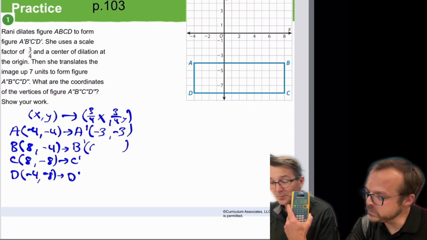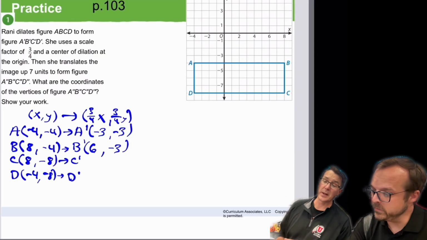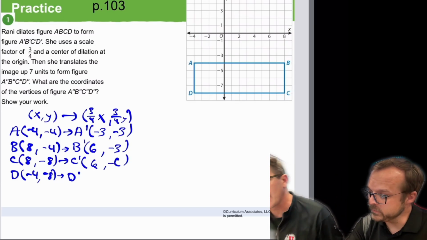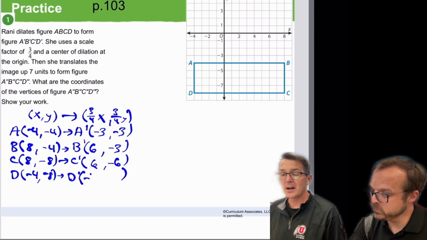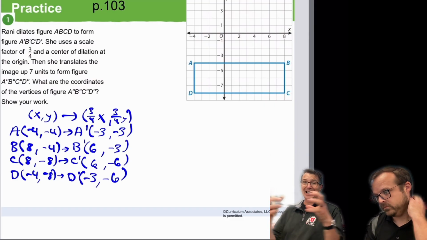Boom. It's +6. And then we have a -4 again, which we already know equals -3. And we already know that 8 times 3/4 is 6, and then -6. And then we already have -4 because we've already done that multiplication. That's going to be -3, and we're going to have, again, -6. So now I have the dilation.